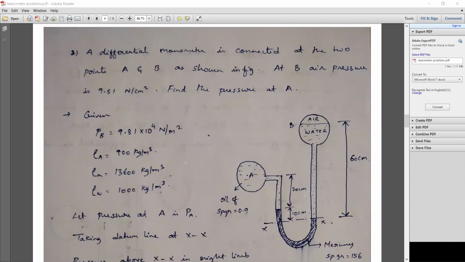So pressure at A, we don't know. So that we need to find. So P_A we need to find. Now take pressure above the datum line in the right limb. Pressure above the datum line in the right limb. So what will you get? How many are there?